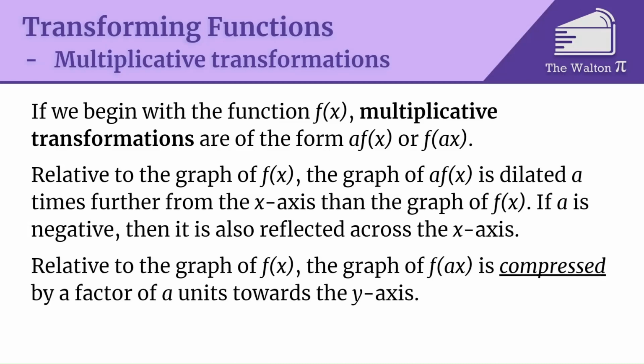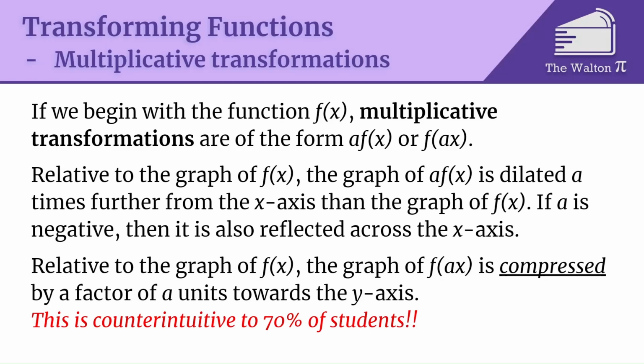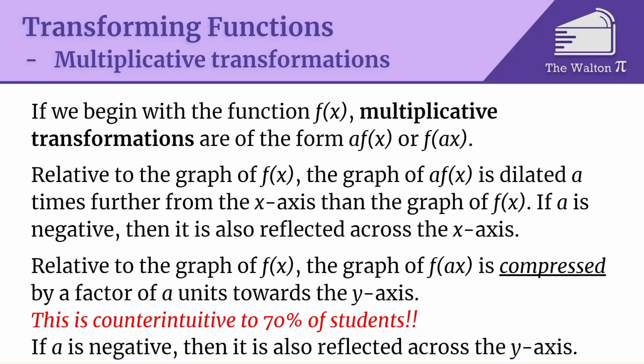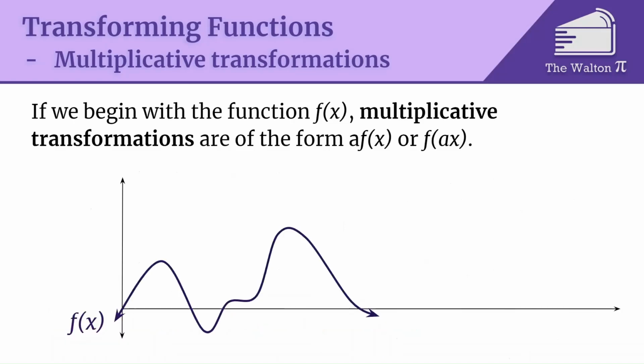And then again, this one's going to be counterintuitive to many students. For the horizontal multiplicative transformation, f of a times x, that is compressed by a factor of a towards the y-axis. Again, counterintuitive to so many students. Pay very close attention: if it's f of a times x, that is a times closer towards the y-axis. And then again, if a is negative, there's a reflection across the y-axis.